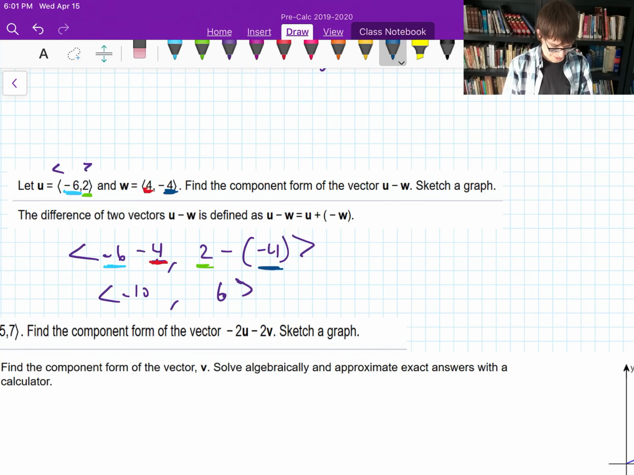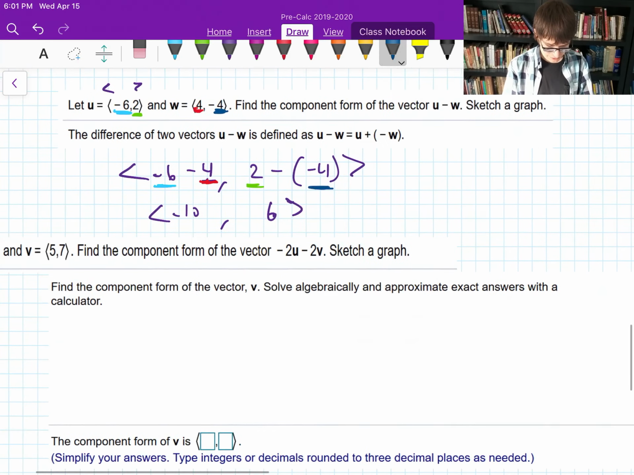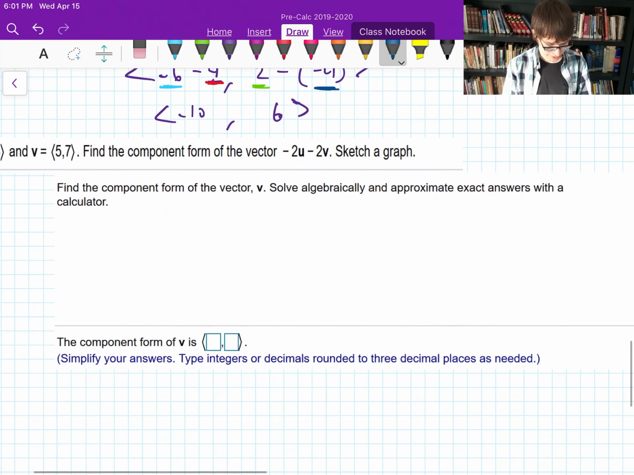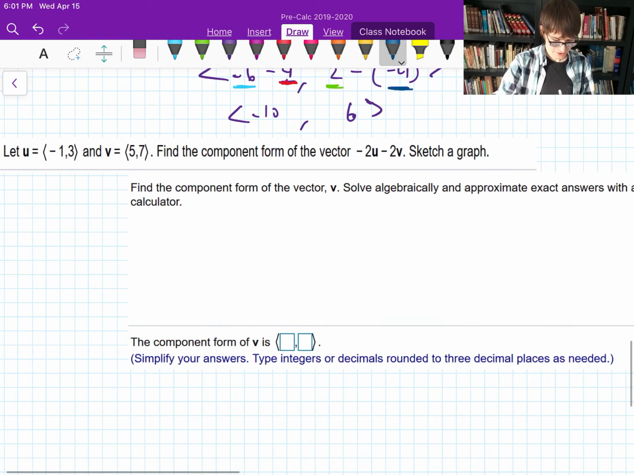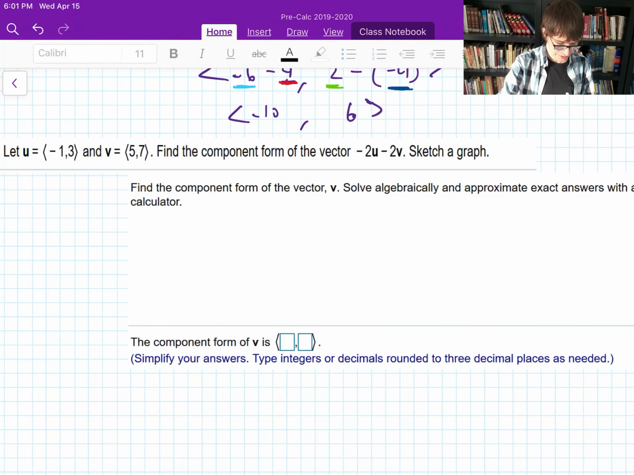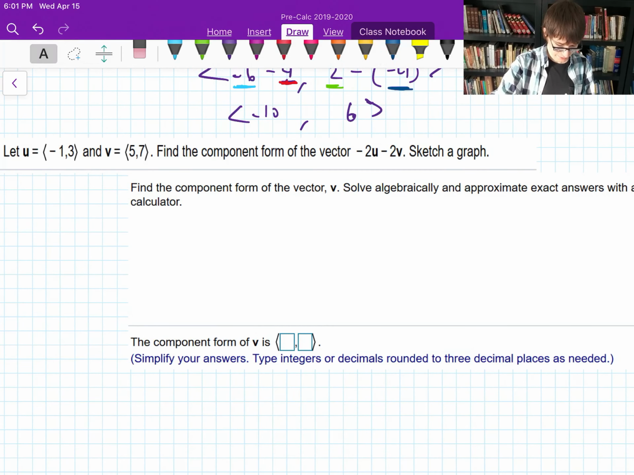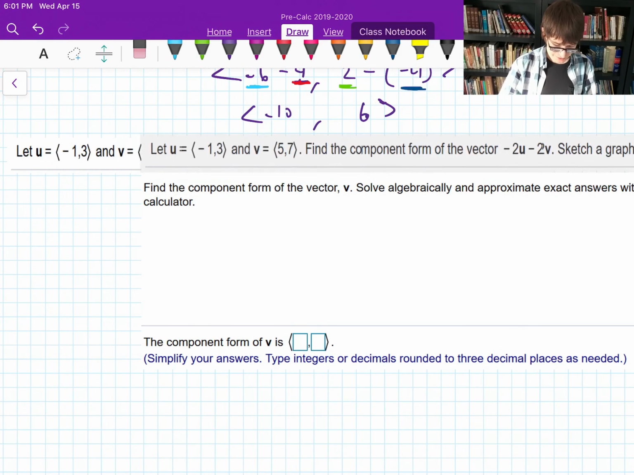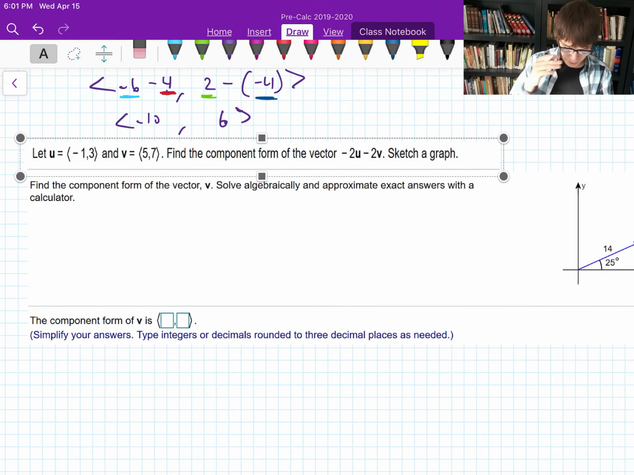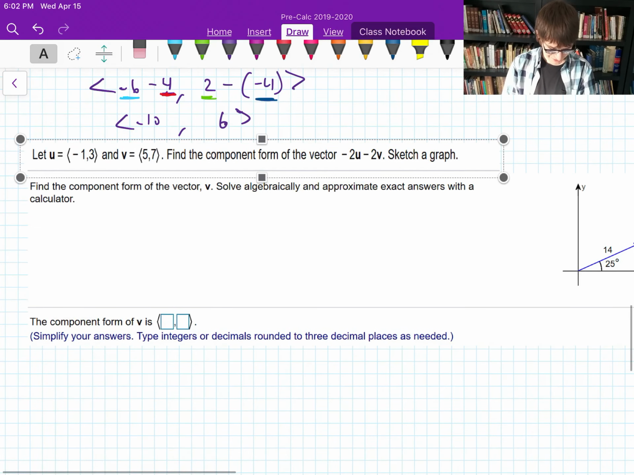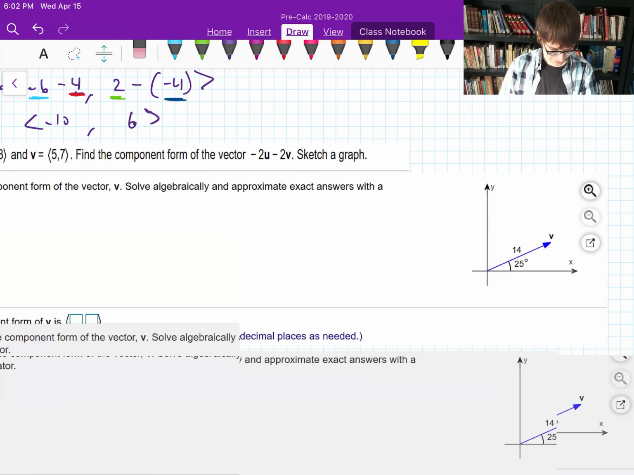That's it. Okay, find the component form of the vector 2u minus 2v, when u is that and v is that. This is exactly the same as before. You'll do the multiplication first, multiplying the -2 through, and then you'll add them together. Simple as that. Let's move that down. There we go.